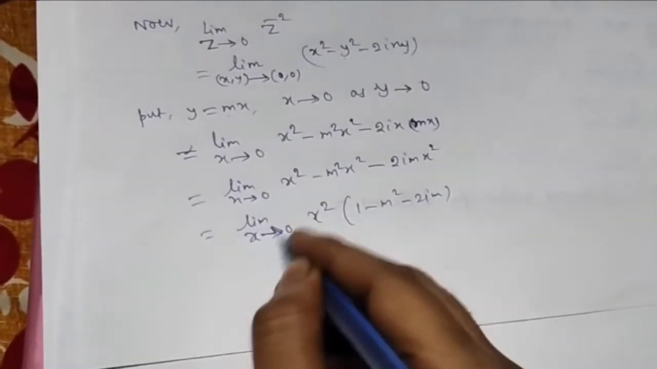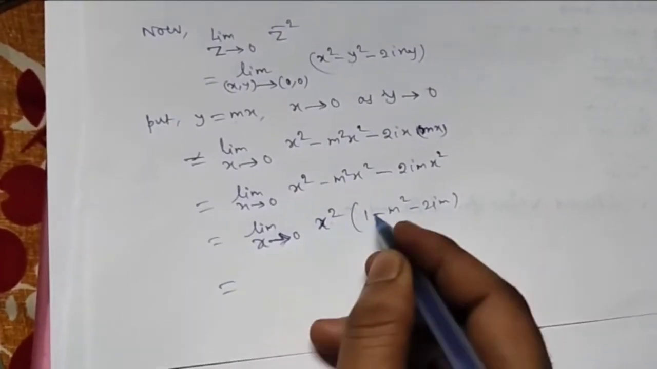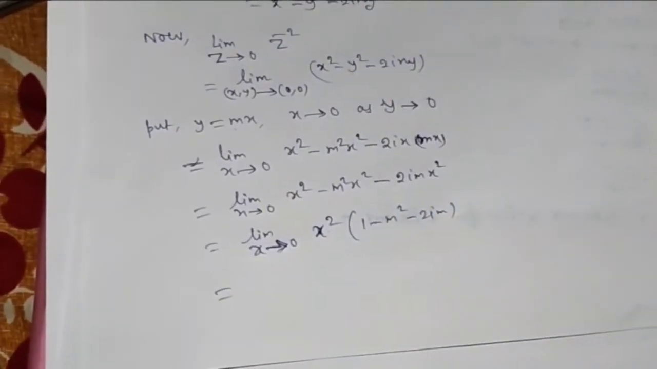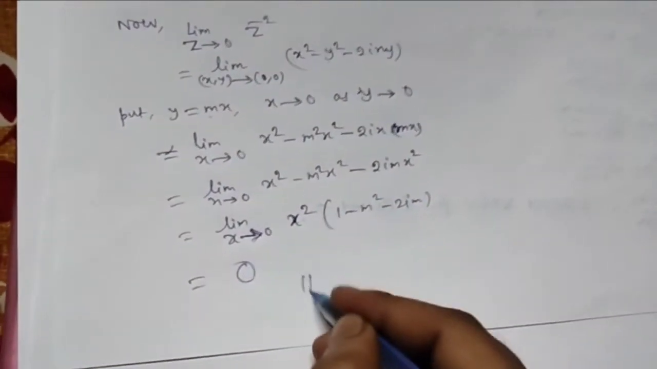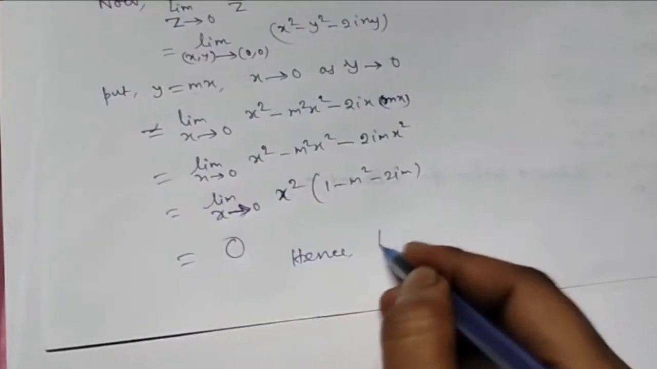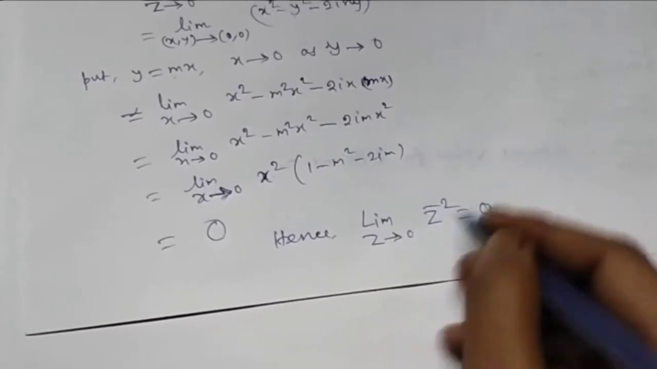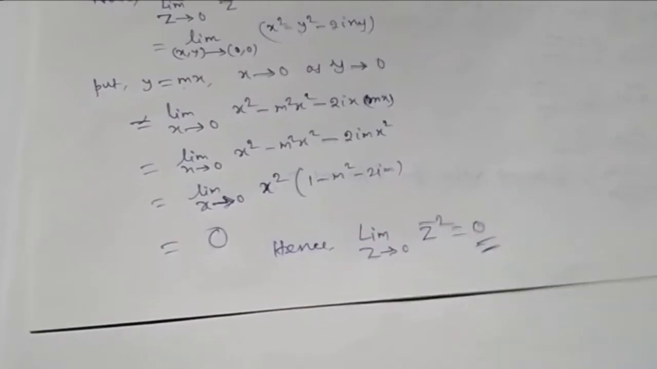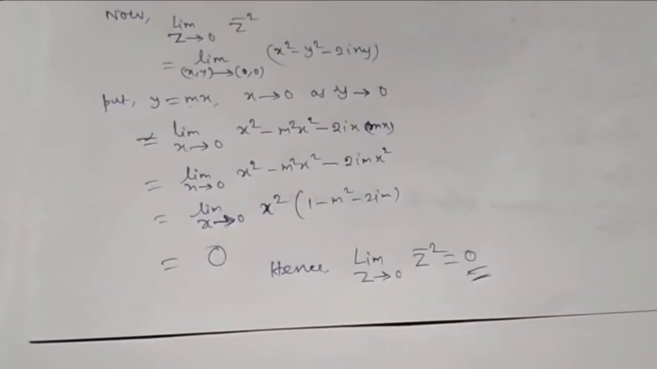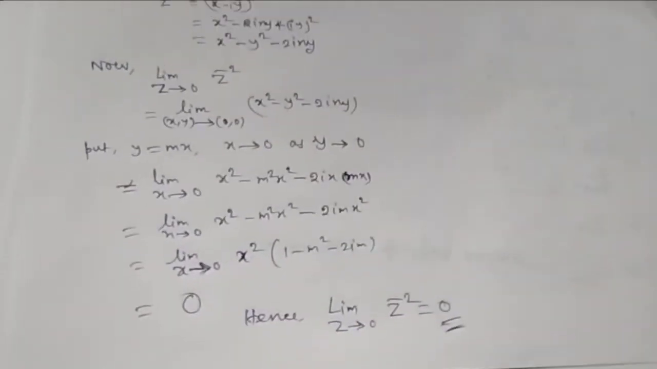Now here x is there, so we are putting the value of x, which is 0. 0 multiplied by any number will be 0, so this will be 0. So hence the limit z tends to 0 of z bar square is equal to 0. So the limit of this converges to 0. Let's solve one more question.